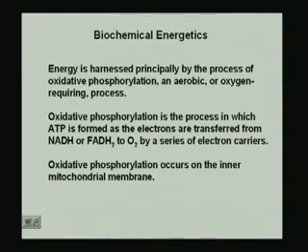We continue our discussion on biochemical energetics, and what we learned last time was that we need the process of oxidative phosphorylation to create ATP. Now, we are going to see how that process actually works in the inner mitochondrial membrane. Basically, in an aerobic or oxygen requiring process, this energy is harnessed by oxidative phosphorylation, which is the formation of ATP.